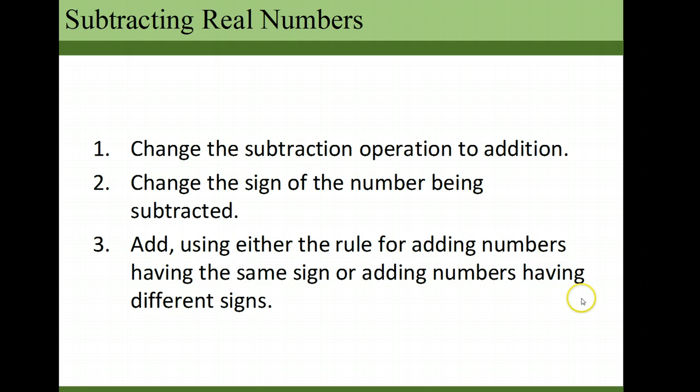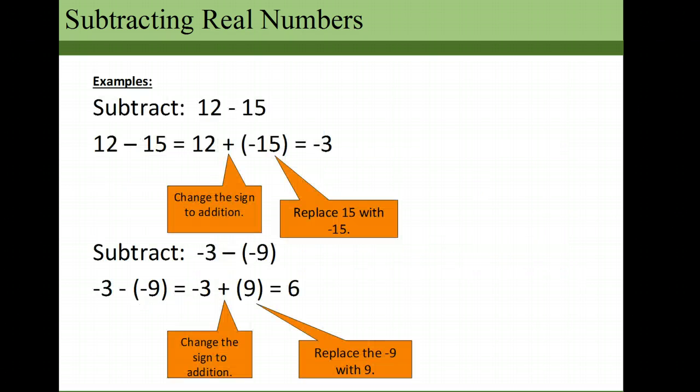If we're wanting to subtract some real numbers, first change the subtraction operation to addition, like I just mentioned. Then change the sign of the number being subtracted. If it used to be a positive number, change it to negative. If it used to be negative, change it to positive. Replace the b with its additive inverse, negative b. Then add using either the rule for adding numbers having the same sign or different signs like we did in section 1.5. And again, you can make use of the absolute value model, or if you like, the number line model. So let's try an example.